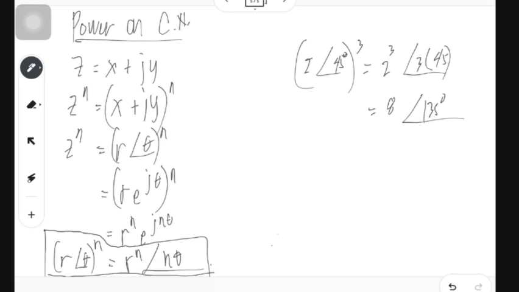O, punta na tayo sa roots of a complex quantity. Any questions so far? What is the rule? Raise the magnitude to whatever the exponent, then multiply the angle by the exponent. Let's set the roots of a complex number.